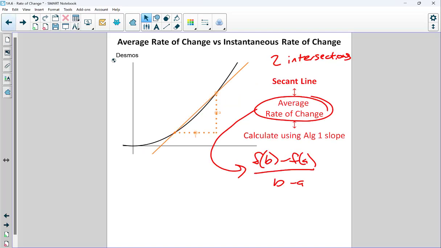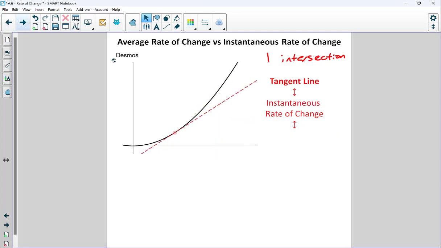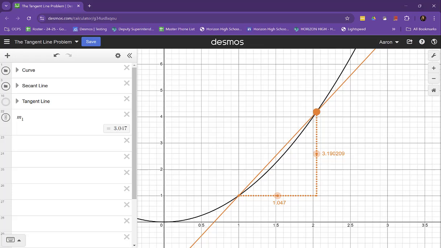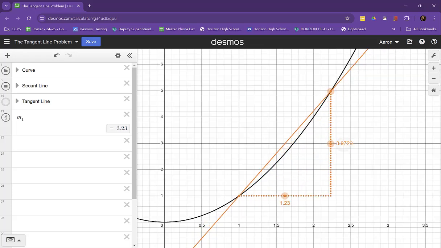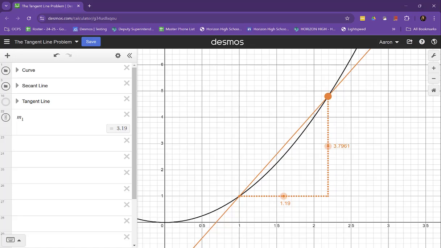Average rate of change is the slope of the secant line, the average slope over that interval. Instantaneous rate of change is the slope at that exact point. Here I have a secant line where I have two intersection points. So I pick two points, I measure the rise, I measure the run. The average slope, which is this number right here, the average slope over the course of that interval is represented by the secant line. The slope of the secant line is the average rate of change.